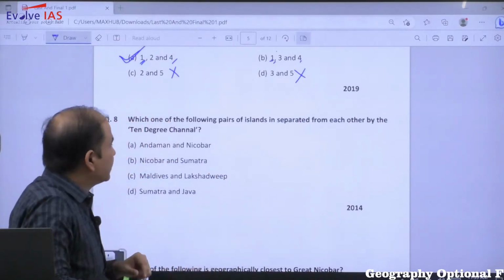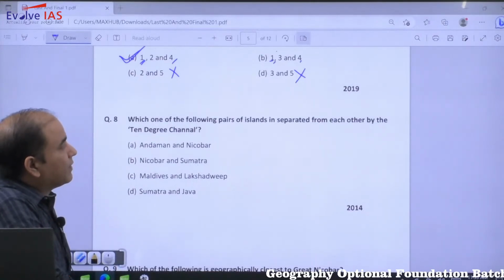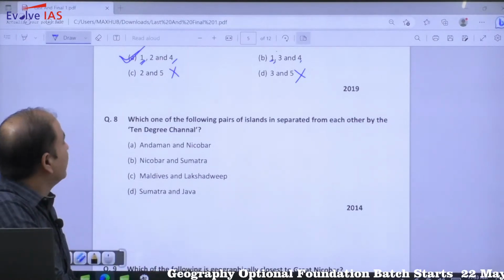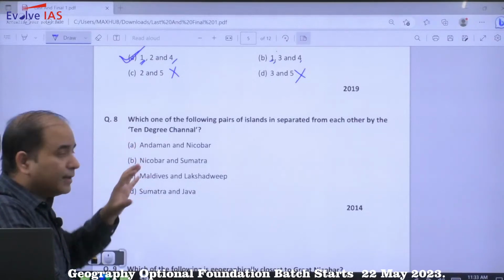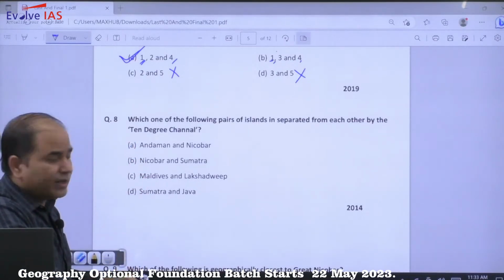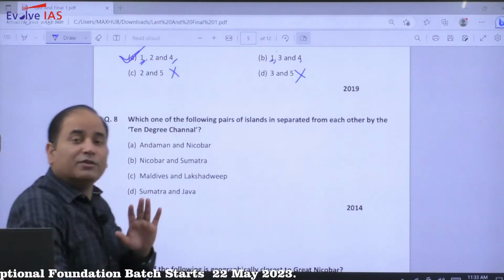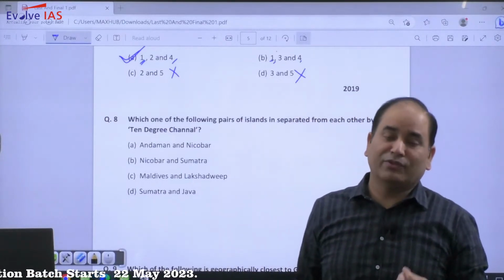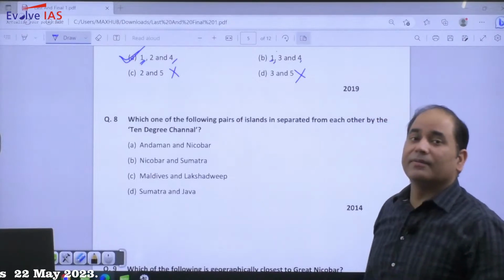All right, moving to the next question. Which one of the following pairs of island is separated from each other by the 10-degree channel? So that is a 2014 question. And one more thing, seeing this, some of the students will think that okay, it was in 2014, it will not come now. Please do not underestimate the map based question. Any question can come, you need to have clarity. So 10-degree channel, it is associated with the Andaman and Nicobar.